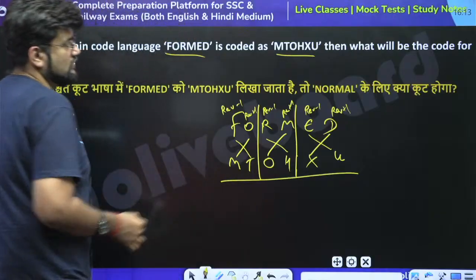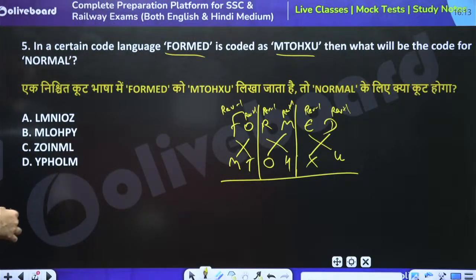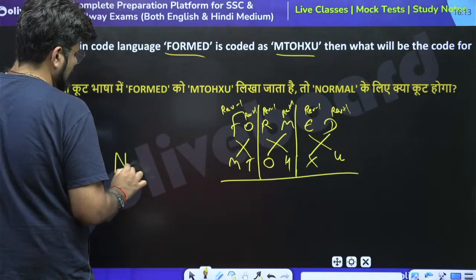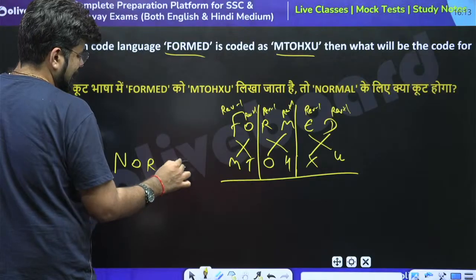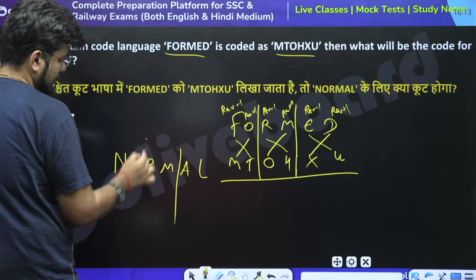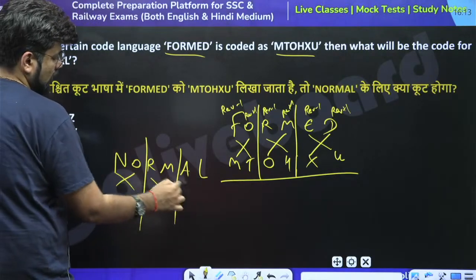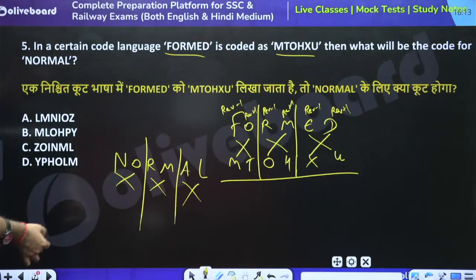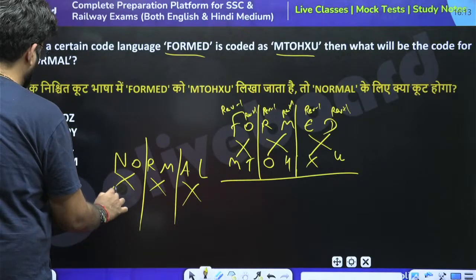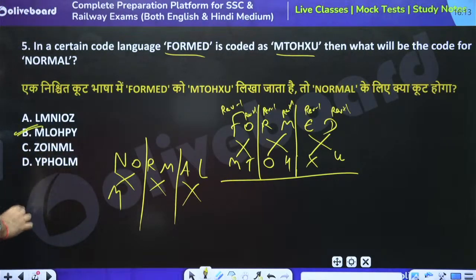Are we getting the logic, the code? So what will be the code for normal? N-O-R-M-A-L. Cross, cross, cross. Reverse plus 1. So O is start with M again, which is option B. So option B is the correct answer.